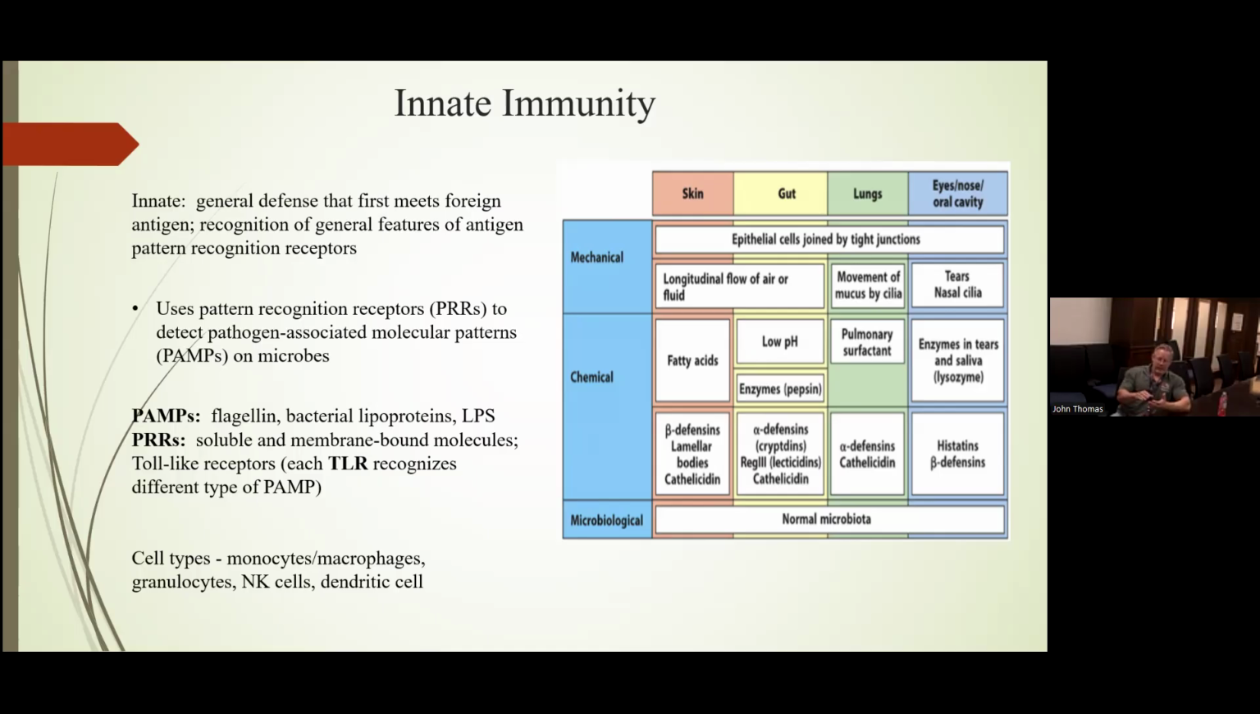So we have a series of physical barriers that are working along with the presence of some chemicals to provide a very general, non-specific line of defense against invading pathogens. And this is really what innate immunity is: a non-specific line of defense against these pathogens.